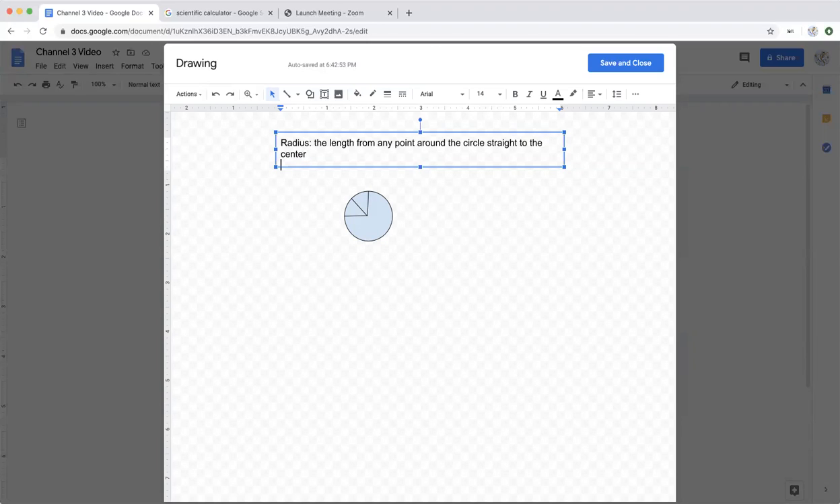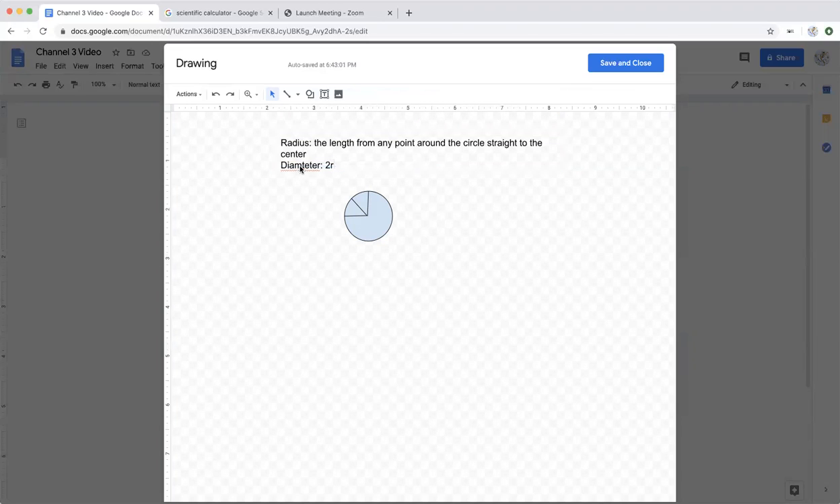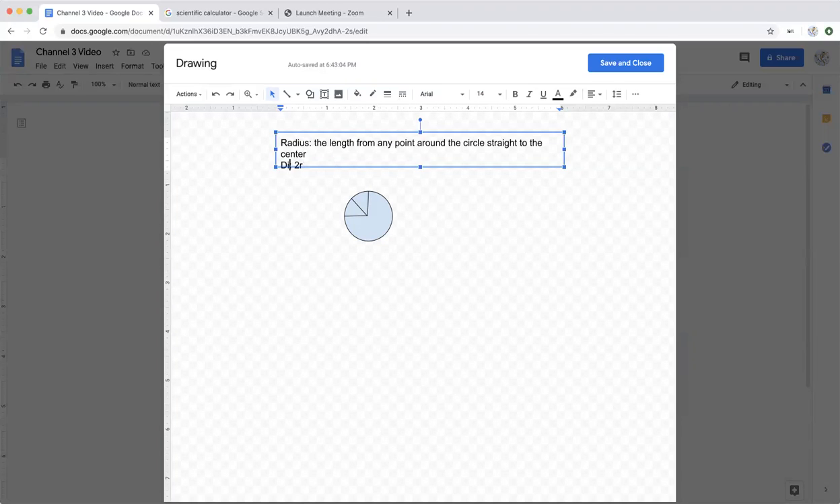Now you may be wondering, what is the diameter? Well, the diameter is 2 times the radius. Oops, I spelled that incorrect. The diameter is 2 times the radius.